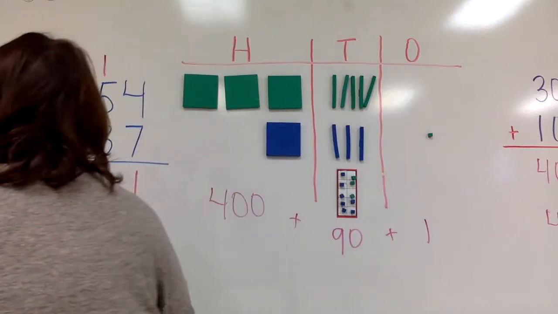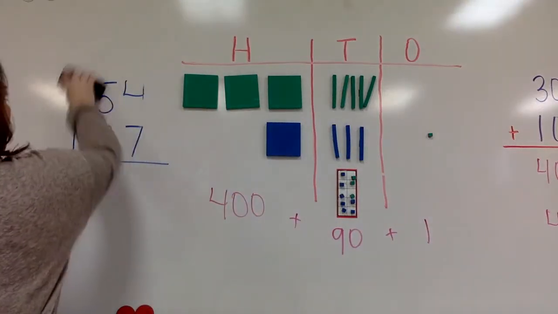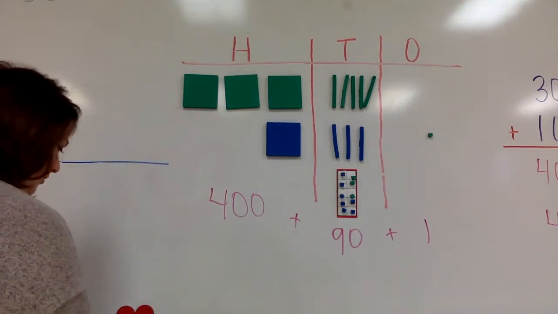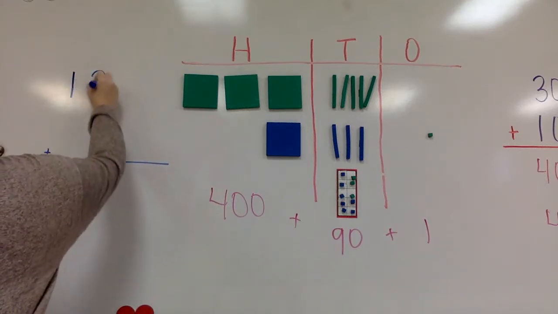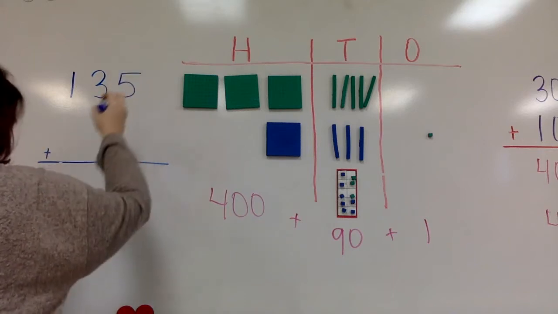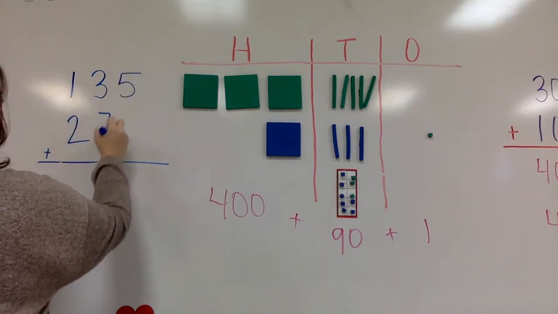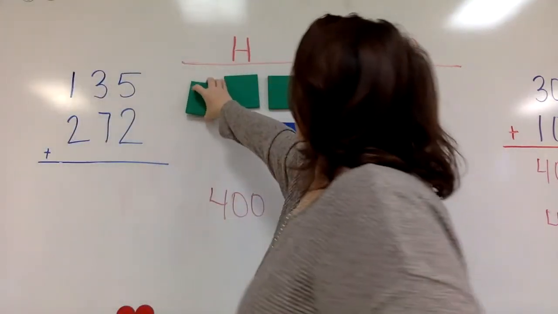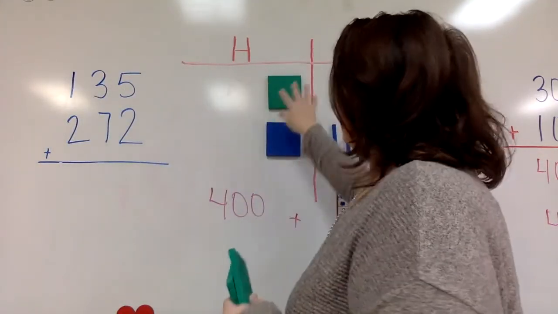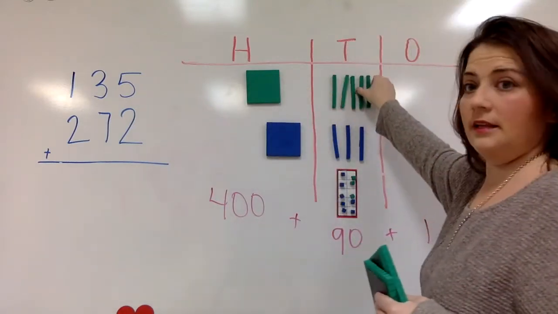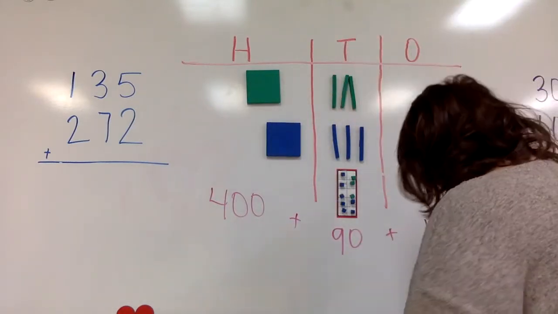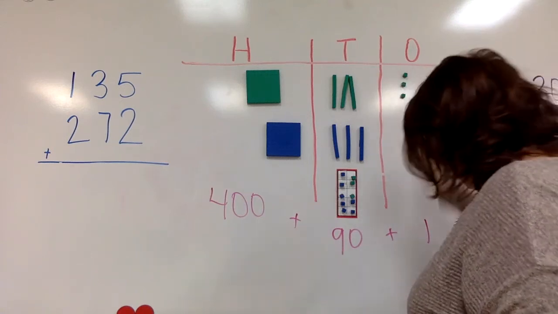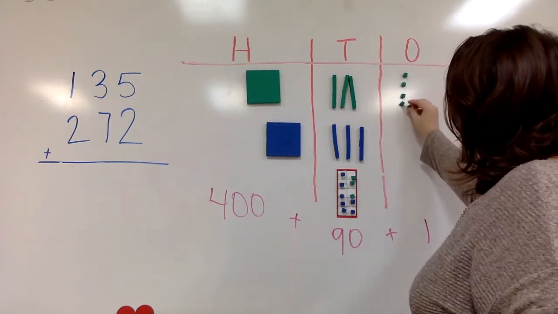This one is a little more different. So our new problem is, you're going to have to help me set it up. Our new problem is 135 plus 272. Okay, got to get it modeled. How many hundreds do I need for 135? Just one. How many tens? 3. And how many ones? 1, 2, 3, 4, 5.